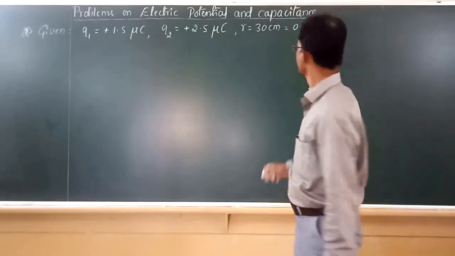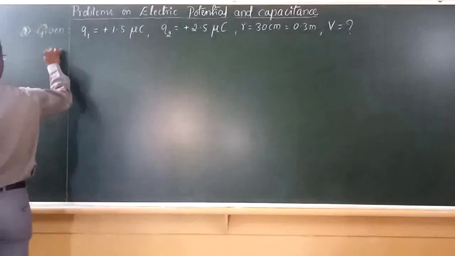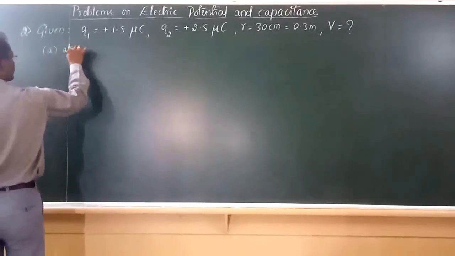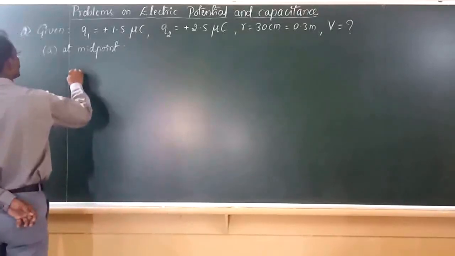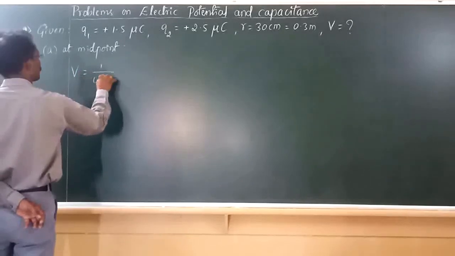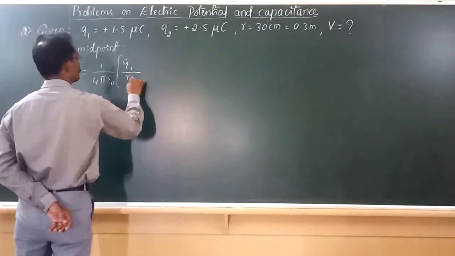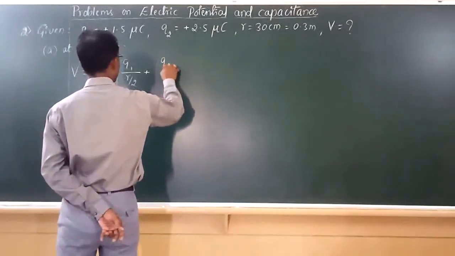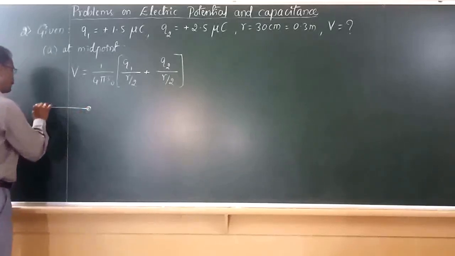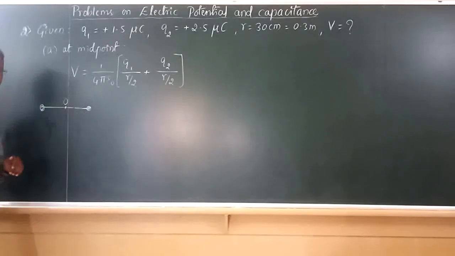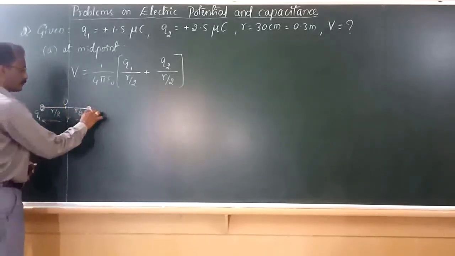Find the electric potential at two points. Part A, at the midpoint. At the midpoint, V is equal to 1 divided by 4 pi epsilon naught into Q1 divided by R by 2 plus Q2 divided by R by 2. The total distance is R, and the midpoint distance is R by 2 from Q1 and Q2.